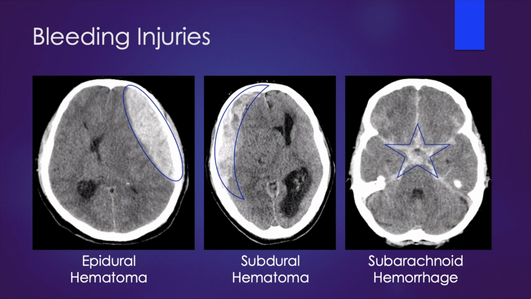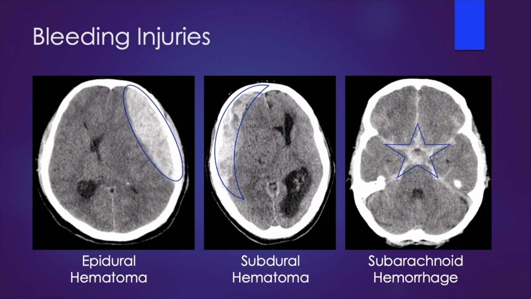Let's look at common types of traumatic head injury, starting with bleeding injuries. Bleeding injuries include epidural, subdural, and traumatic subarachnoid hemorrhage. In epidural hematoma, trauma disrupts a cranial vessel like the middle meningeal artery, and blood accumulates between the dura and periosteum. On imaging, a lens-shaped blood collection restricted by suture lines may be seen.